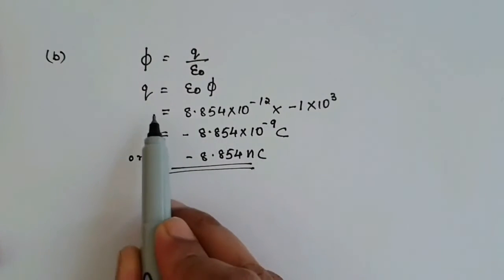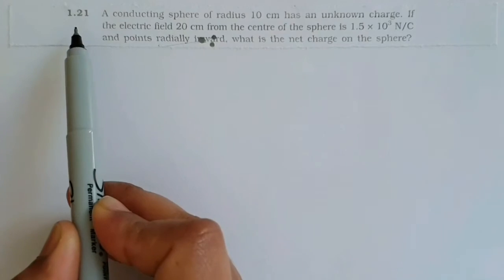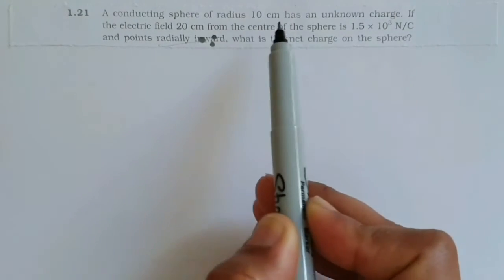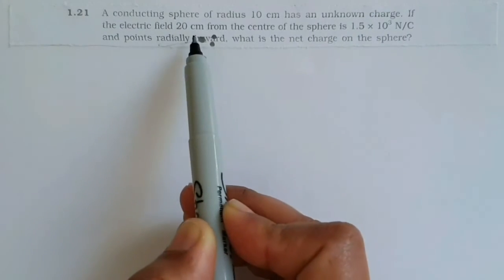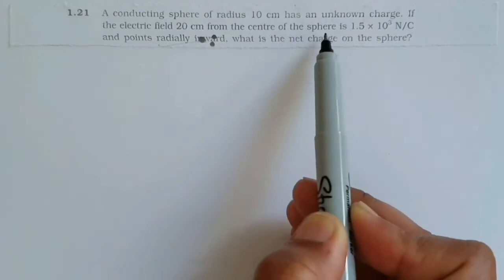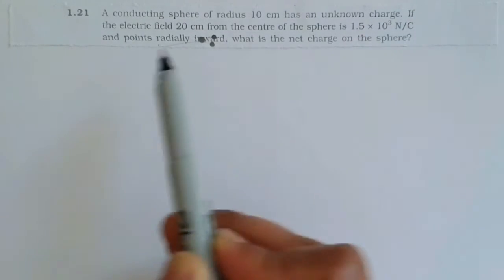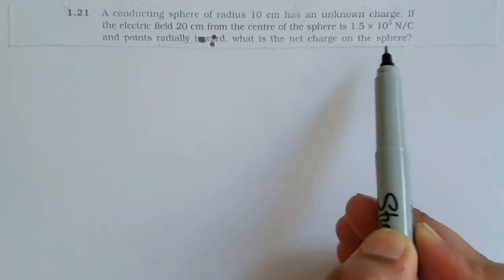Therefore, the value of the point charge Q is equal to minus 8.854 nano coulomb. Question number 21. A conducting sphere of radius 10 cm has an unknown charge. If the electric field 20 cm from the center of the sphere is 1.5 × 10^3 Newton per coulomb and points radially inward, what is the net charge on the sphere?